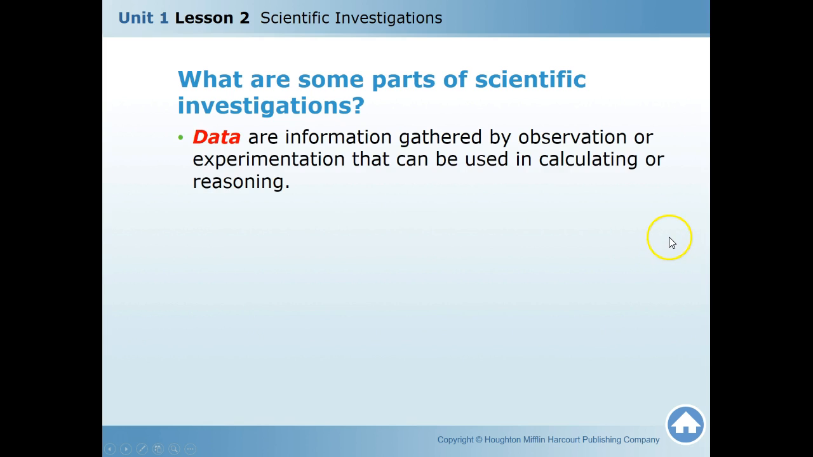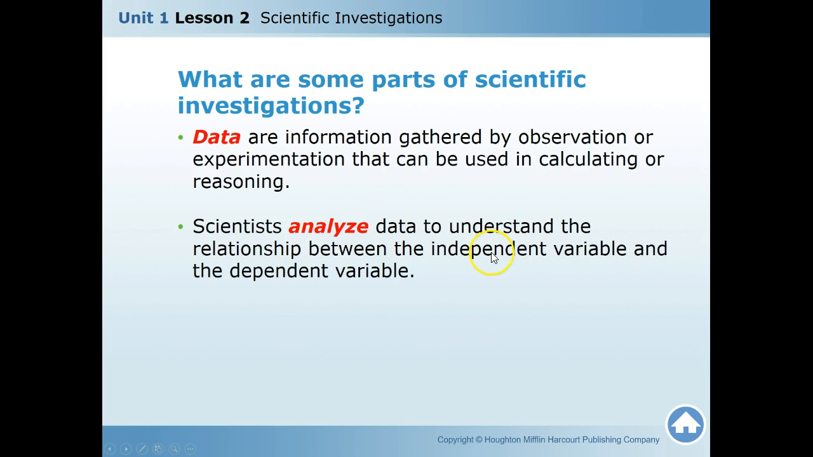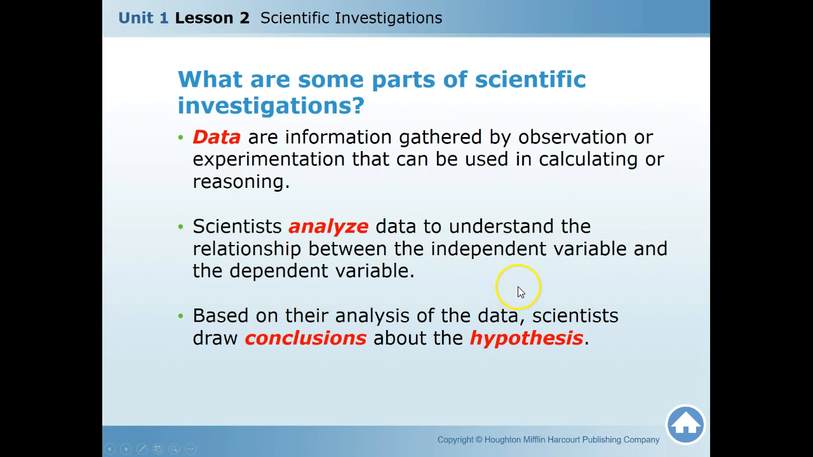Data is the information that we gather whenever we do an observation or experiment, and it can help us in calculating or reasoning why something happens. We can analyze the data and make sure we understand the relationship between the independent and dependent variable. And based on all of that data, we can draw conclusions about the hypothesis.